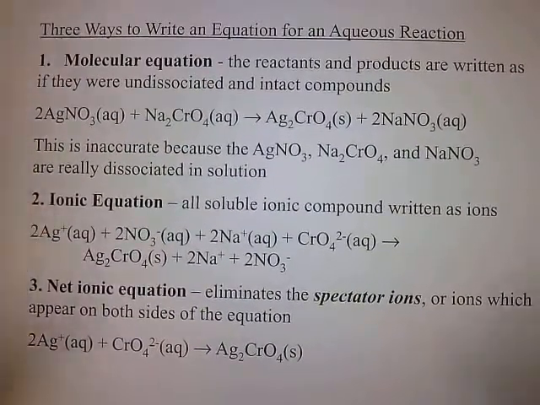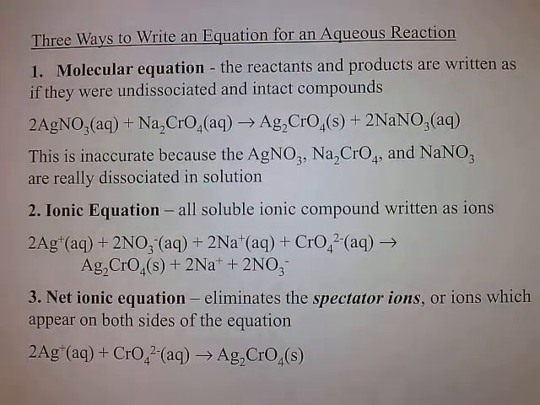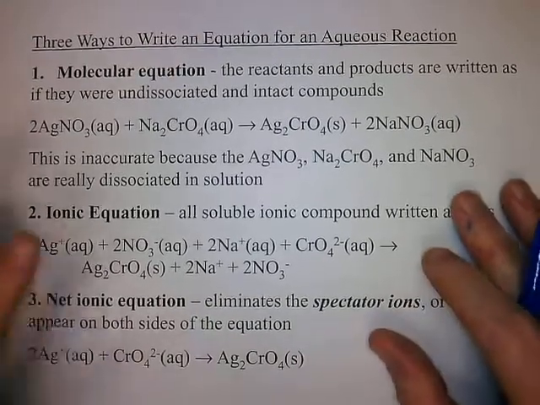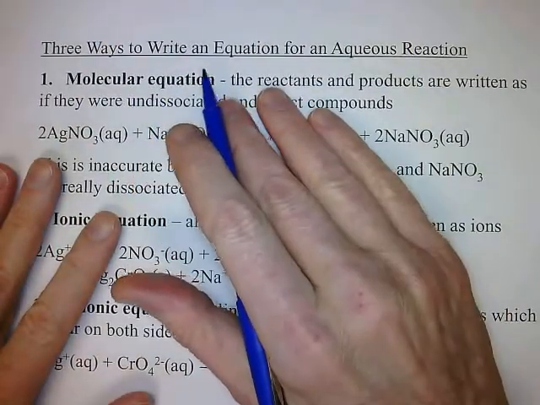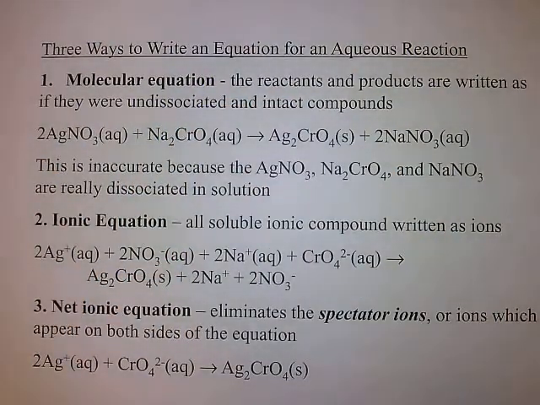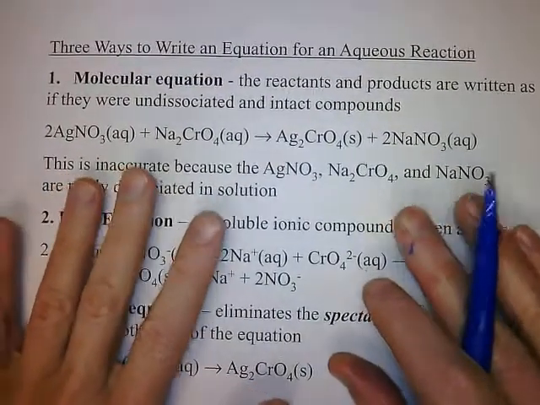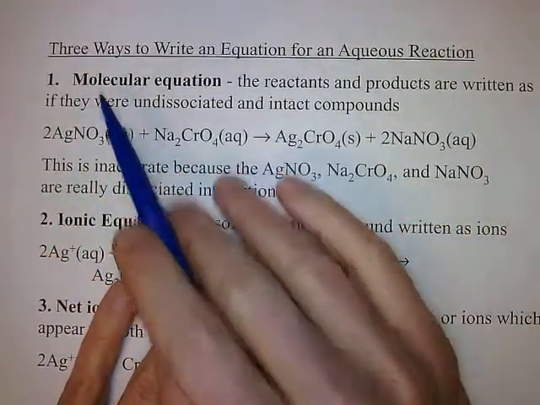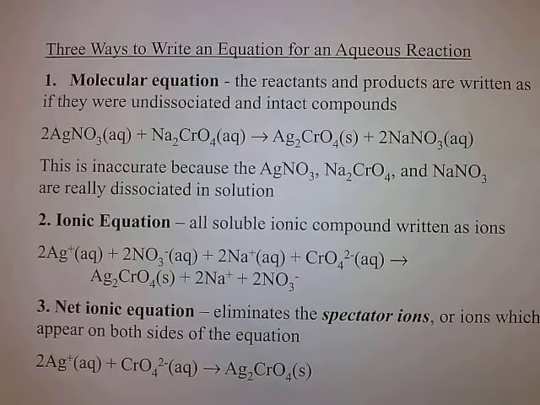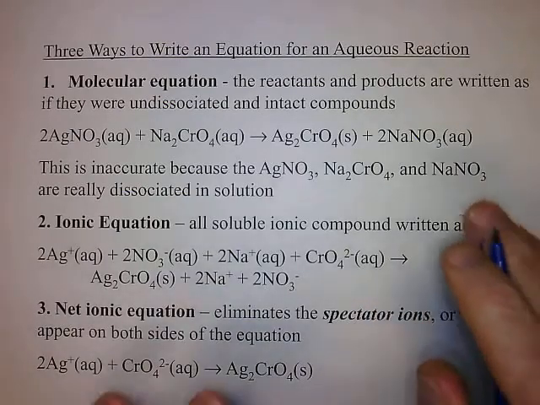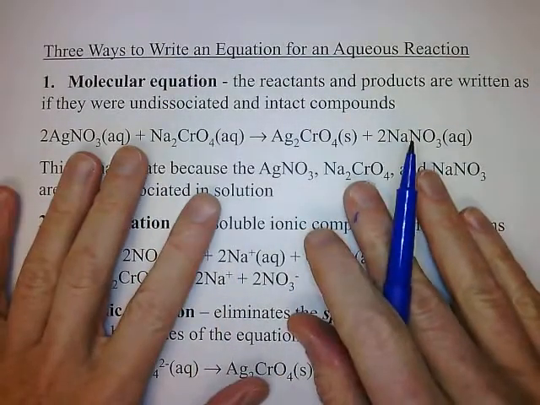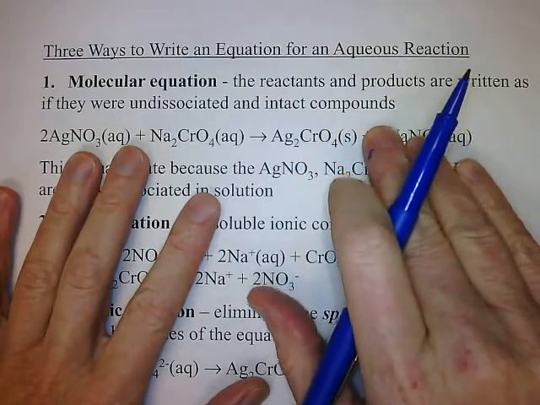Alright, so there's one last thing I want to talk about here with regards to metathesis reactions. There are 3 ways to write an equation for aqueous reactions. The first of all is what we call the molecular equation. The reactants and products are written as if they are undissociated and intact compounds.